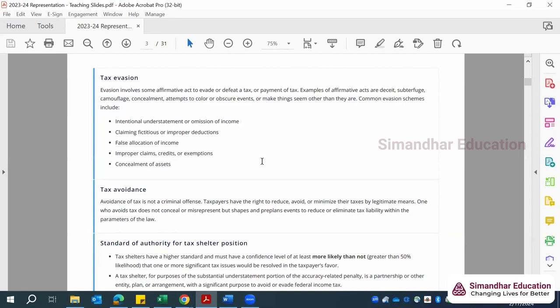Now let's understand what is tax evasion. Tax evasion is again illegal. So evasion is an act to deceive, sabotage, camouflage, conceal, or do something in order to not pay taxes.